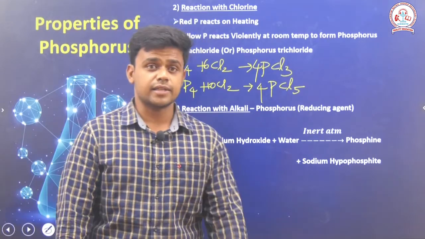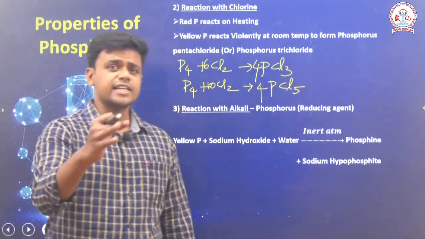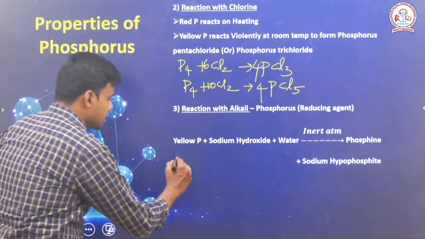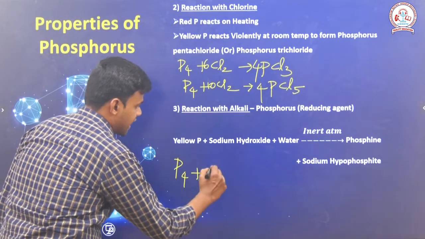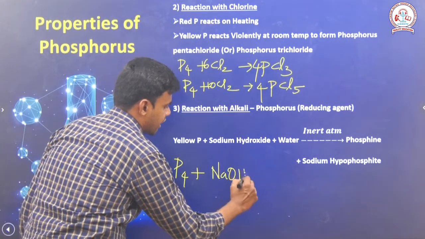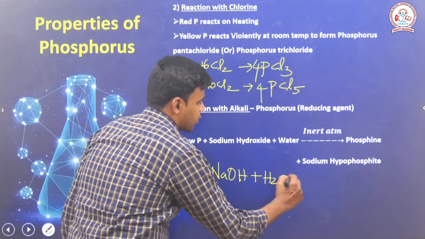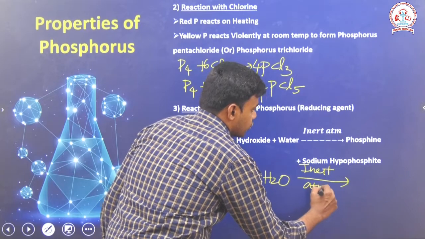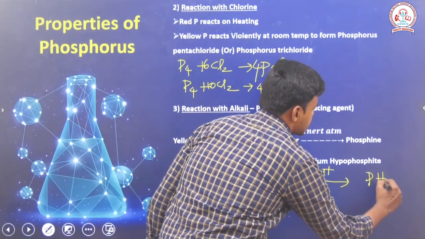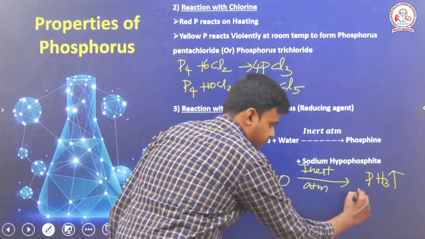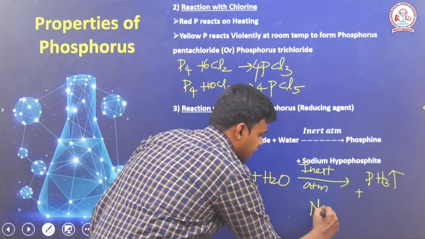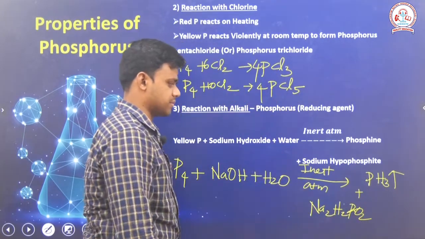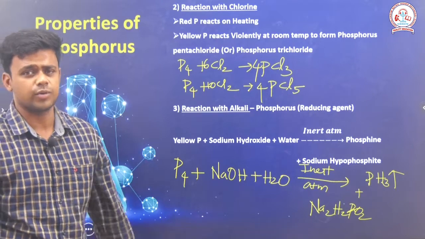The third reaction is the reaction of phosphorus with an alkali. It clearly shows that phosphorus can also act as a reducing agent over here. See, phosphorus P4 will react with sodium hydroxide solution NaOH along with water, and the whole reaction takes place in an inert atmosphere to form phosphine, which is a poisonous, harmful gas that goes out, and we get sodium hypophosphite, NaH2PO2. This is the whole thing that happens over here.